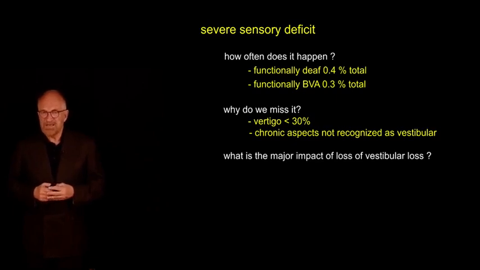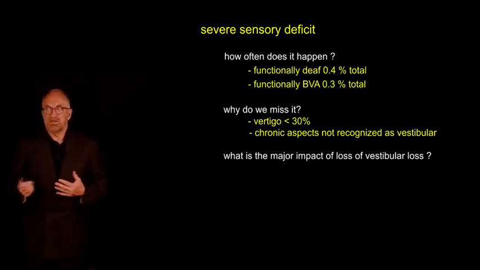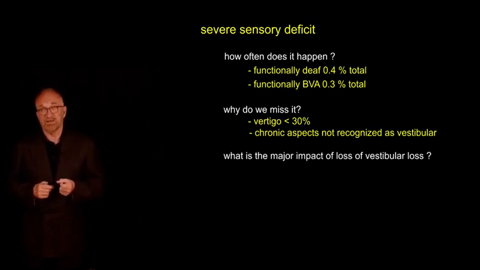Why do we miss it then? Why don't we see that so often? Well, because vertigo is much more prominent as a symptom, and the chronic aspects are often not recognized as vestibular. So for example, when people are aging, people talk about imbalance, that's a major complaint there, but imbalance can have many different causes. And that's why people say, okay, you get older, it's normal that your balance is impaired.